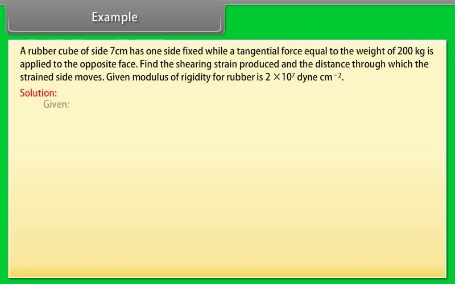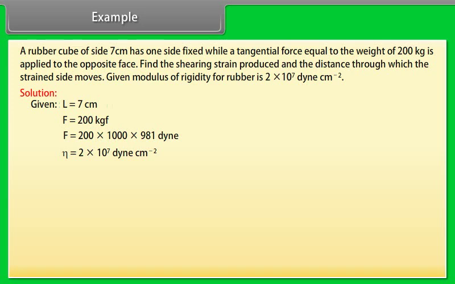Let's see the solution. Given, L is equal to 7 cm and F is equal to 200 kgf. Converting the value of F into dynes, we get F is equal to 200 into 1000 into 981 dyne. Eta is given by 2 into 10 raised to the power 7 dyne per centimeter square. We know that area of the face of the cube A is equal to L square. Putting the values of L into the above equation, we get A is equal to 7 into 7 centimeter square, which is equal to 49 centimeter square.